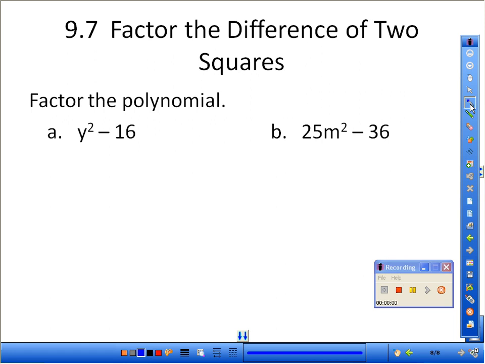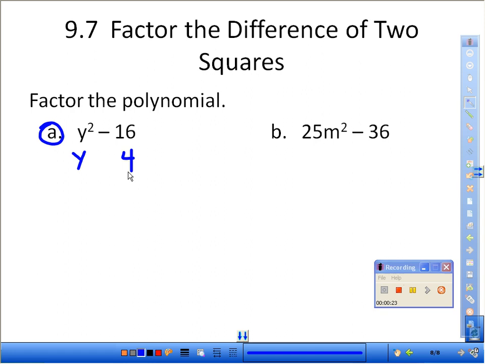In Lesson 9.7, we learned how to factor some special types of polynomials. In this first example, we're factoring the difference of two perfect squares. So if we look at example A here, you'll notice that y squared and 16 are both perfect squares. The square root of y squared is y. The square root of 16 is 4.